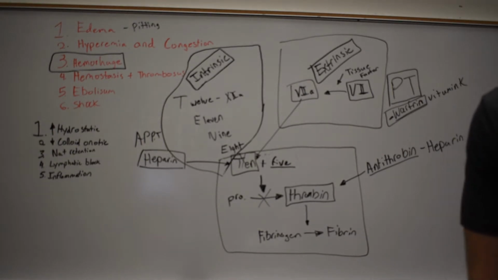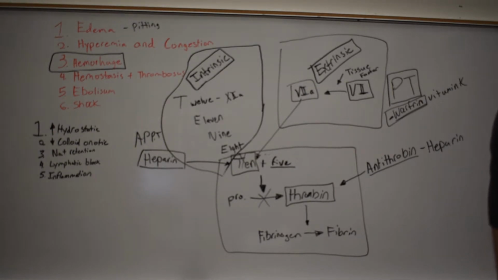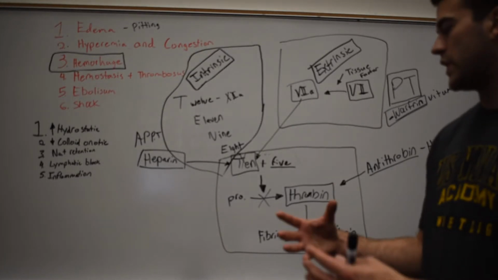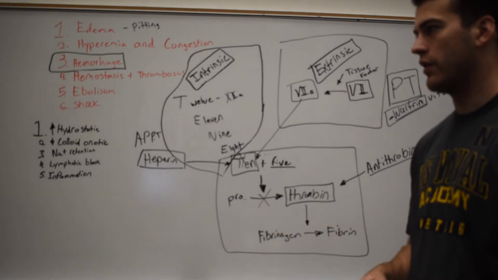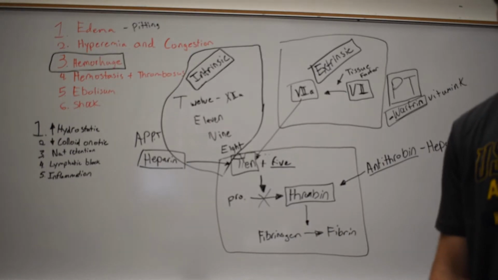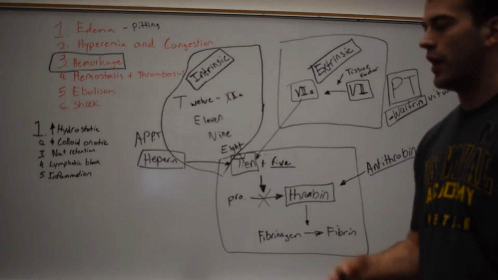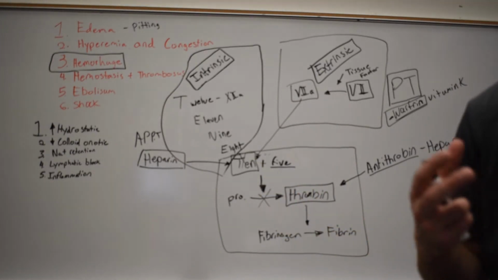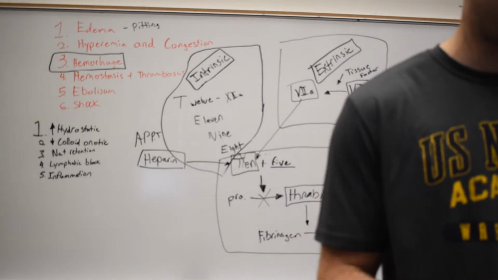And thrombotic thrombocytopenic purpura is caused by antibodies that don't allow the platelets to stick together. So you're going to get bleeding because you can't form a platelet plug, and you're going to have those purpura spots all over your skin.